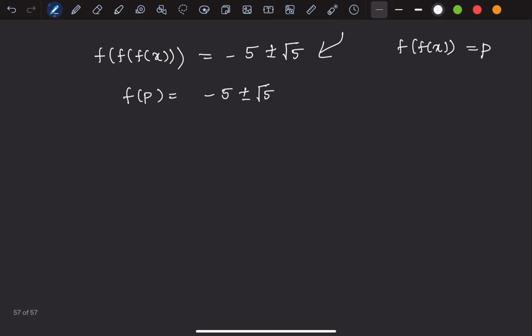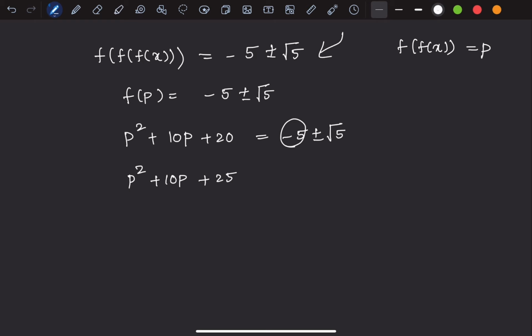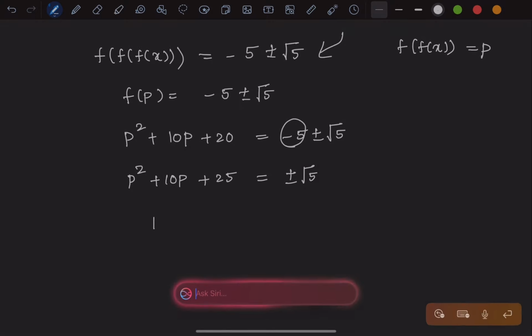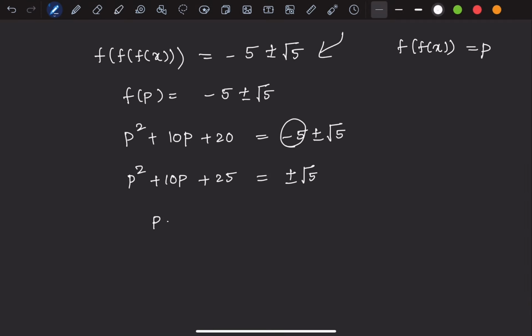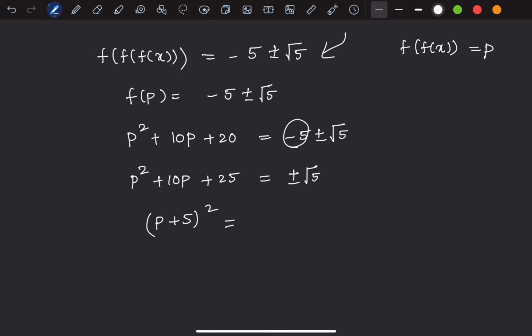Now you know f of p from this particular equation. So your f of p will be p square plus 10p plus 20. This is equal to minus 5 plus or minus root 5. So this is p square plus 10p. If you bring this 20 to the left hand side, it will be simply 25 is equal to plus or minus root 5. So this is simply p plus 5 whole square is equal to plus or minus root 5.